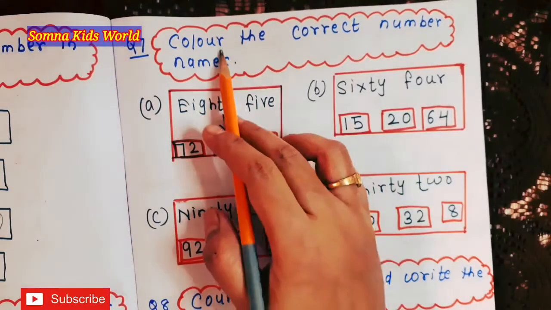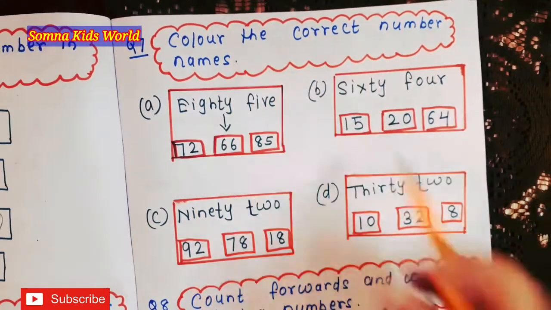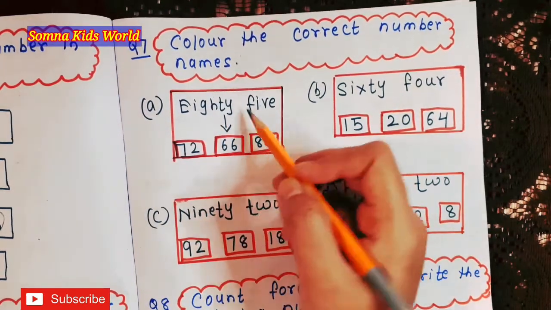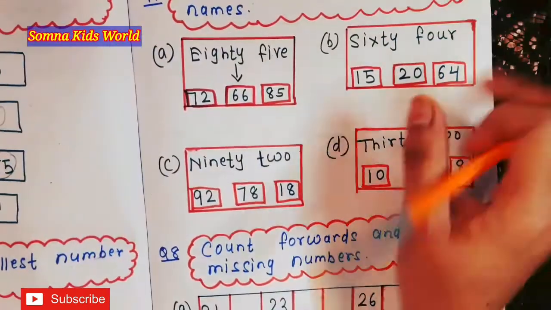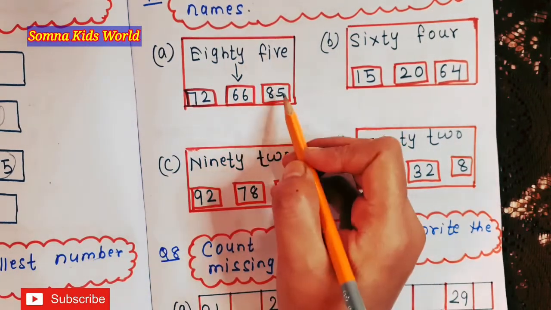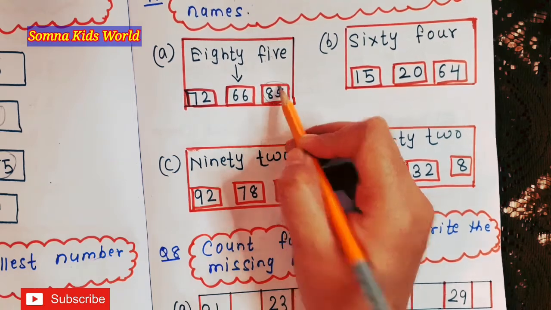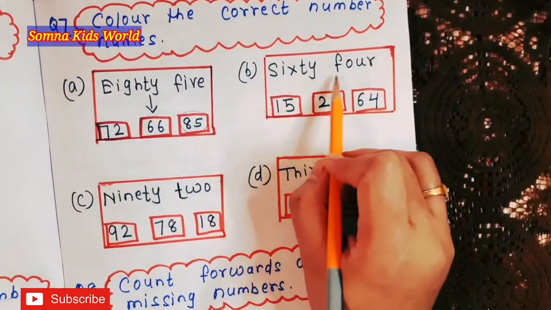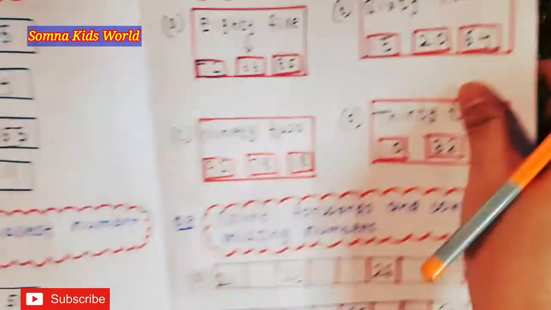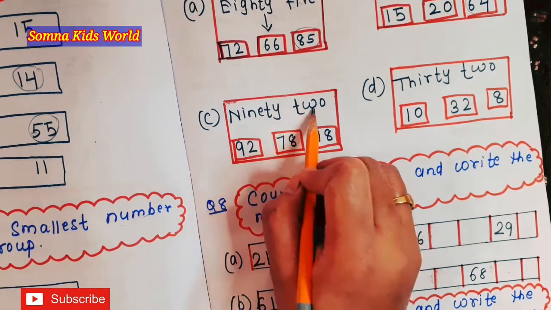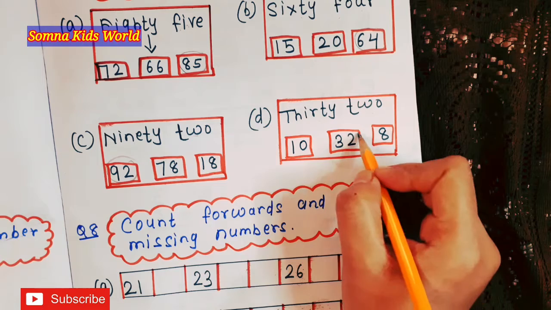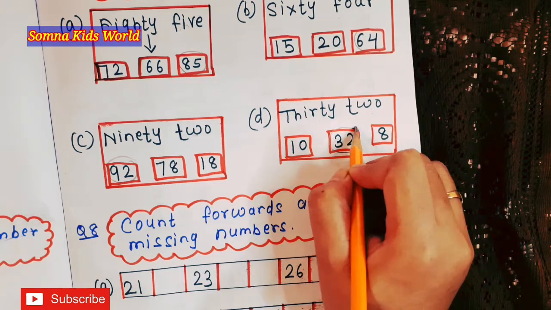Next one is color the correct number names. So here I have written these number names and they have to read and color, or they can give a tick on, the correct number name. Like this is 85, so they have to circle this 85. 64. So where is 64? Here is 64. Circle 64. Next one is 92. So circle 92. 32. So where is 32? Here is 32.